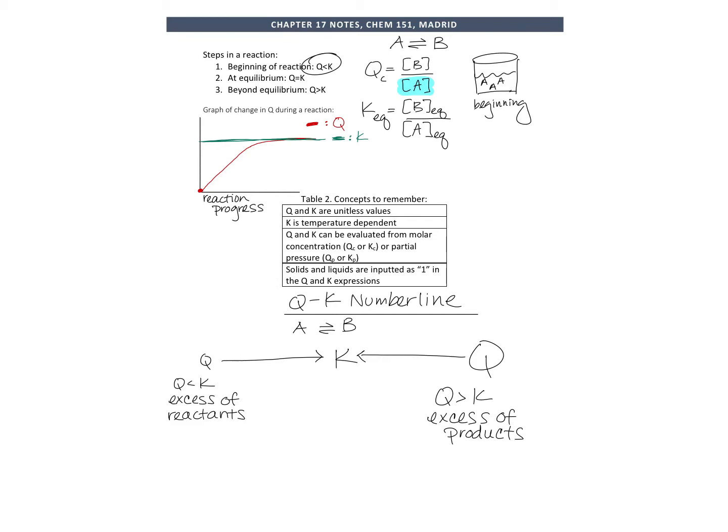This is kind of condensed down at the bottom in the QK number line that we drew. When Q is smaller than K, we have an excess of reactants, so the reaction needs to proceed to the right, or needs to produce more products, in order for it to reach K. And in the opposite case, when Q is greater than K, you have an excess of products and the reaction needs to proceed to the left and produce more reactants.